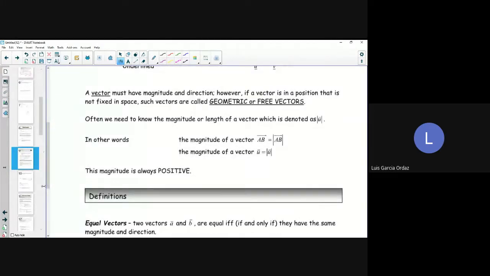So a vector must have a magnitude and a direction. However, if a vector is in a position that is not fixed in space, such vectors are called geometric or free vectors. Often we need to know the magnitude or length of a vector, which is denoted as the magnitude of vector U. In other words, the magnitude of vector AB is equal to the magnitude of vector AB, and the magnitude of vector U is equal to the absolute value of U. So the magnitude is always positive in this case.